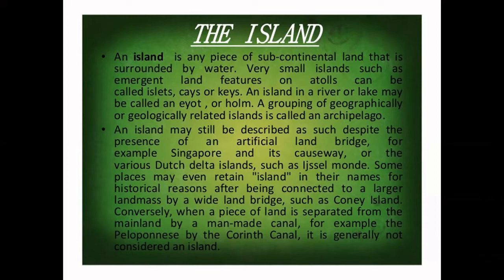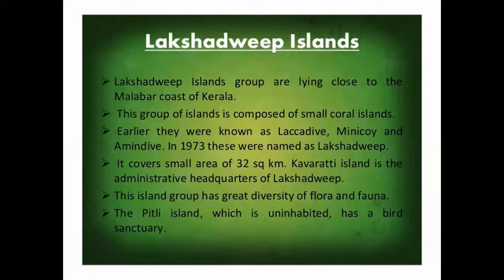When a piece of land is separated from the mainland by a man-made canal, for example, the Peloponnese by the Corinth Canal, it is generally not considered an island. So India has two groups of islands, the Andaman and Nicobar Islands and the Lakshadweep Islands.